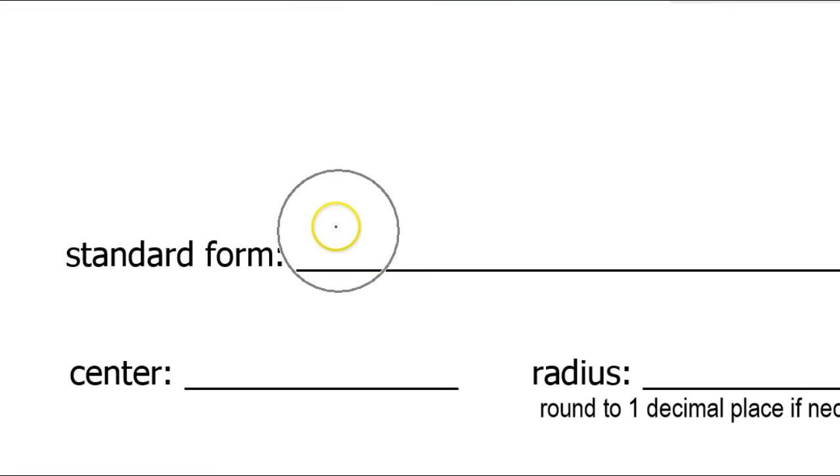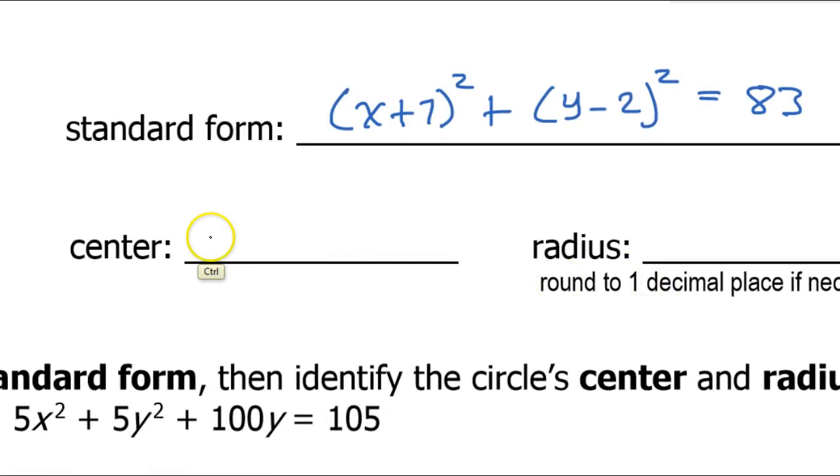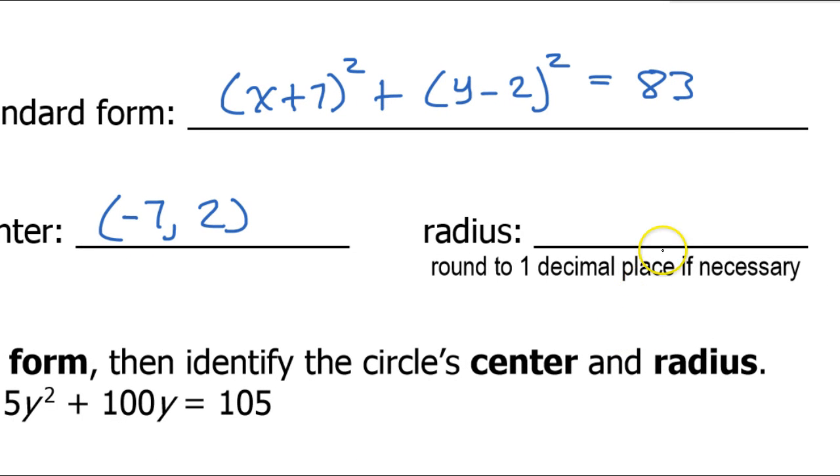So standard form, I had x plus 7 squared plus y minus 2 squared, I think, is equal to 83. So the center, as we've already practiced, will be negative 7, comma, positive 2. It's just the opposite of each of these. Now, the radius is going to be the square root of this number, the square root of 83. But they said give me 1 decimal place.